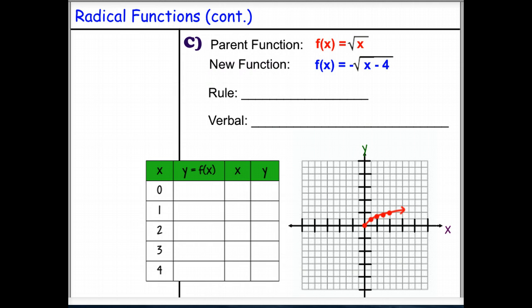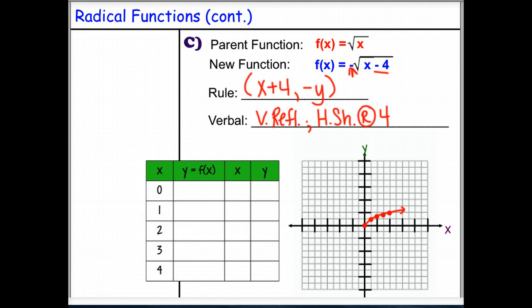Moving on to the third example. I see here that I have a negative, which is on the outside, so it's a vertical reflection. And then the minus 4 on the inside is a horizontal shift, and minus 4 tells me I'm actually going to go the opposite and go right 4. When I write my rule, horizontal shift right 4 means I'm going to take x and add 4 to it. Vertical reflection means I'm going to take my y's and make them the opposite.